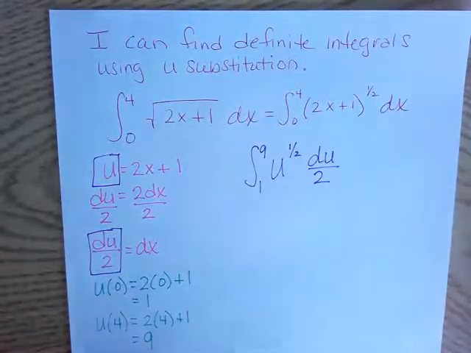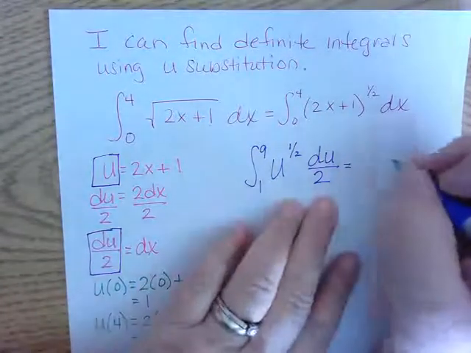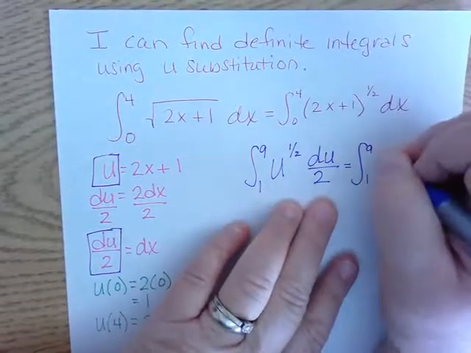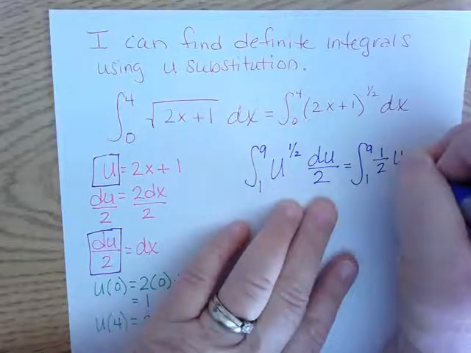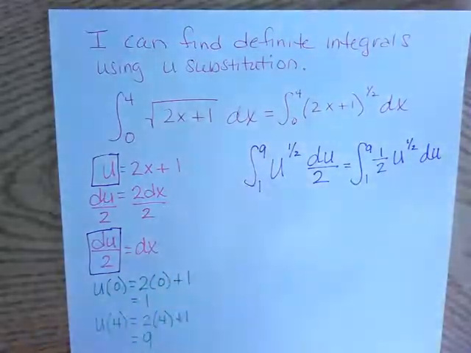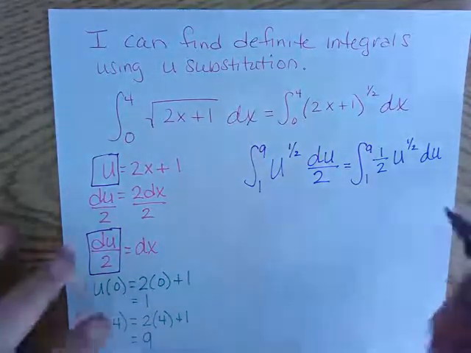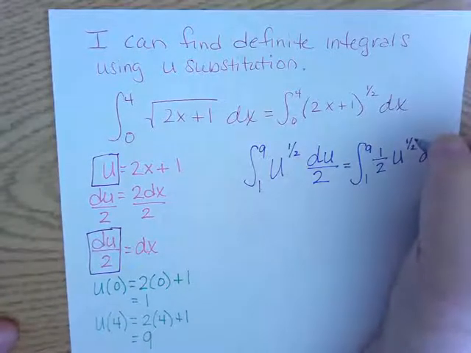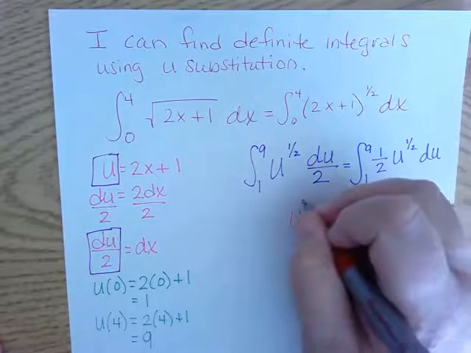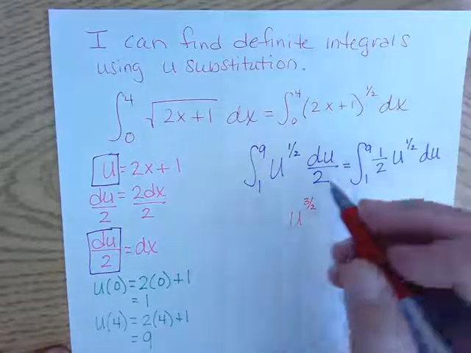Now I am going to rewrite this. du over 2 is the same as 1/2 times, so I'm going to rewrite this as the integral from 1 to 9, 1/2 times u to the 1/2 du. Now I'm going to do my integration like normal, taking my antiderivative. The exponent of 1/2 plus 1 is 3/2, so u to the 3/2, and 1/2 divided by 3/2 is 1/3.